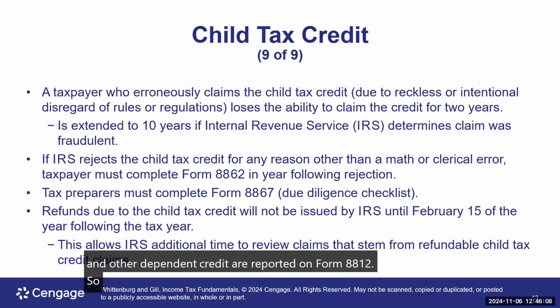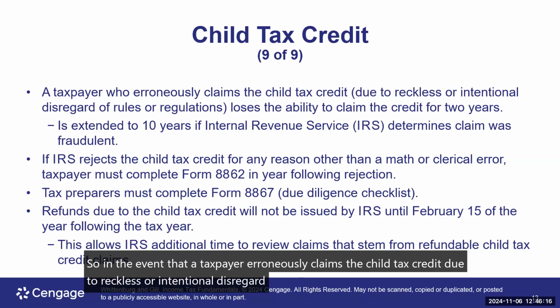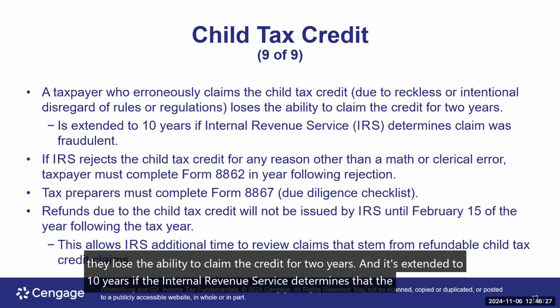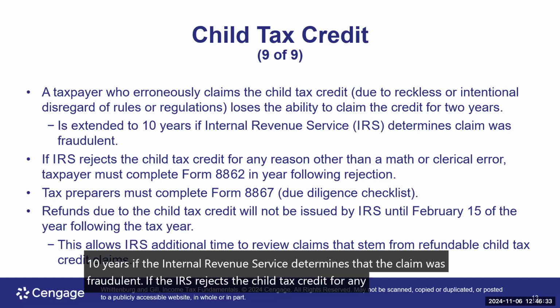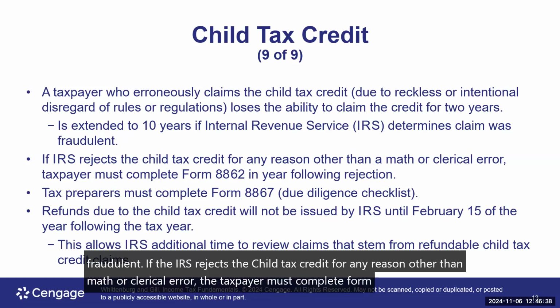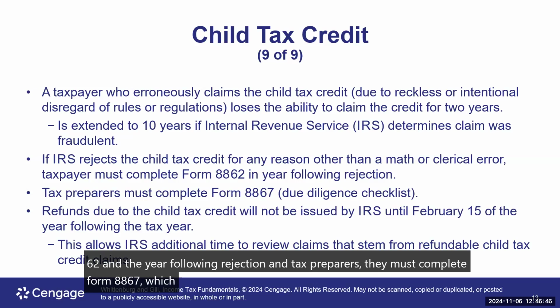In the event that a taxpayer erroneously claims the child tax credit due to reckless or intentional disregard of rules or regulations, they lose the ability to claim the credit for 2 years. And it's extended to 10 years if the Internal Revenue Service determines that the claim was fraudulent. If the IRS rejects the child tax credit for any reason other than math or clerical error, the taxpayer must complete Form 8862 in the year following rejection. And tax preparers must complete Form 8867, which is the due diligence checklist.